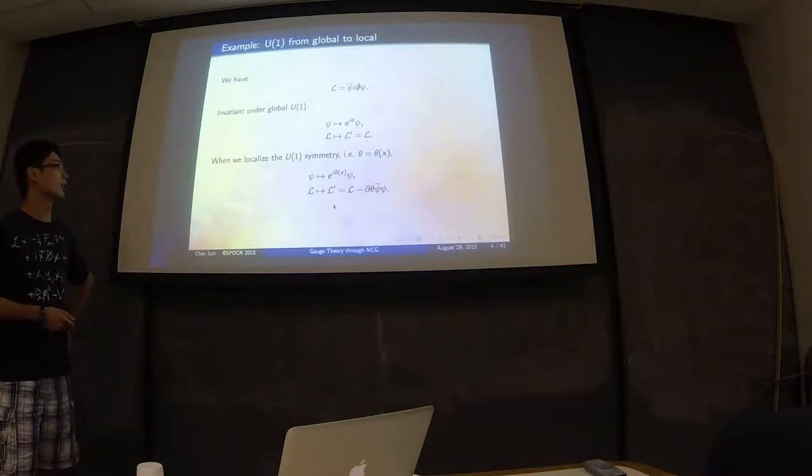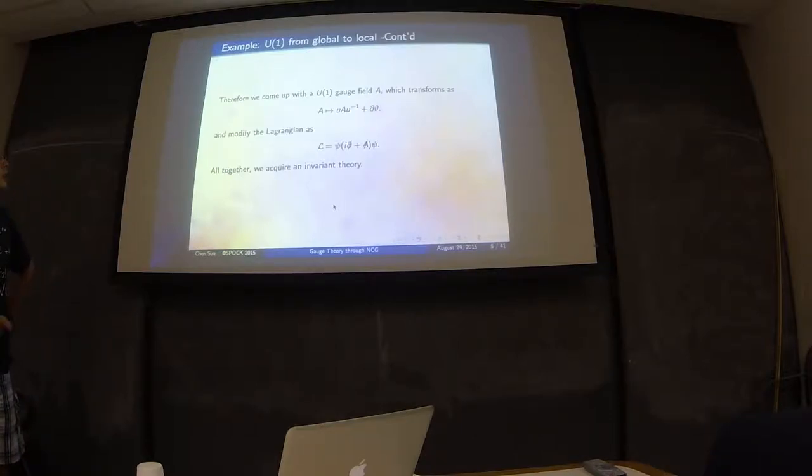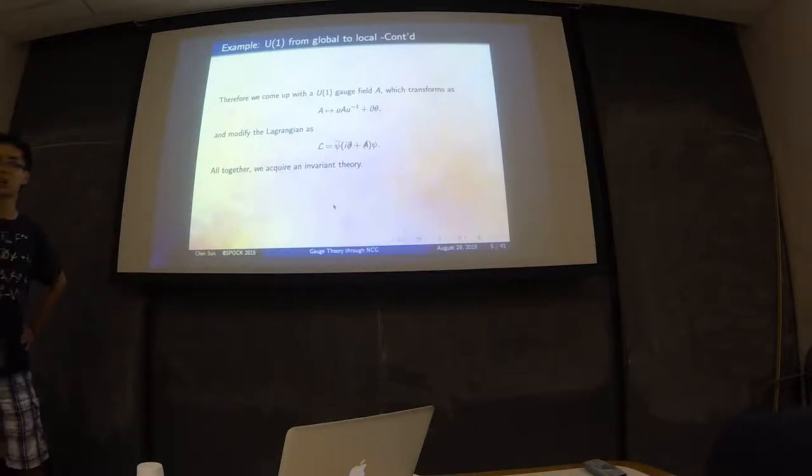So take U(1) gauge theory for an example. If we write down the Dirac Lagrangian, we can see there is a U(1) symmetry here, and the Lagrangian is invariant. When we localize this transformation, we have a local term. So what we do is come up with a gauge field which transforms with this extra local term but a different sign. When we combine the two, we have an invariant theory again. And then we say we have this local symmetry.